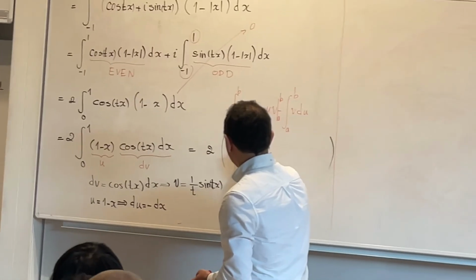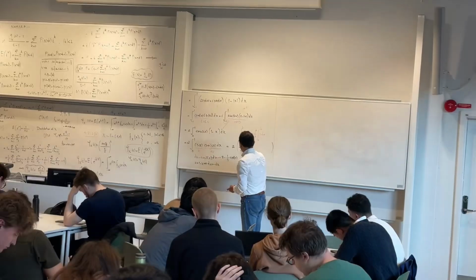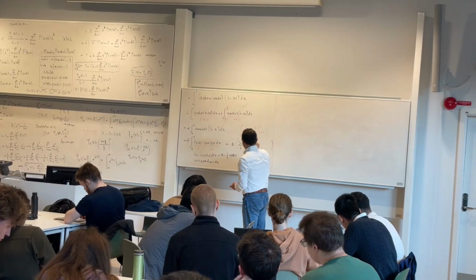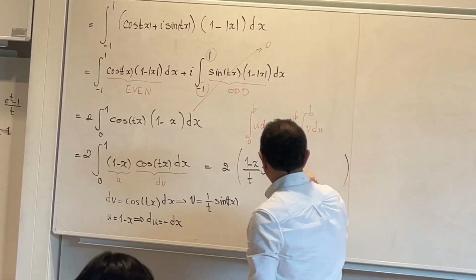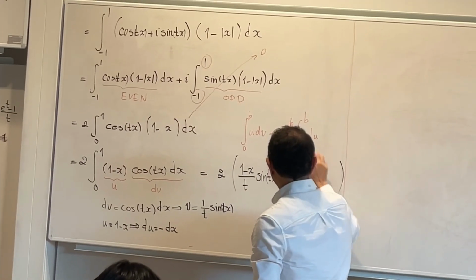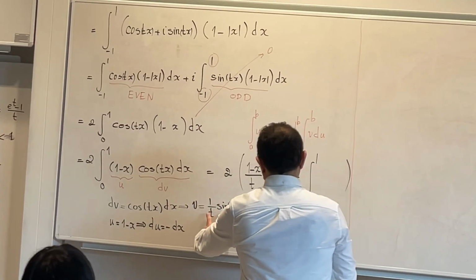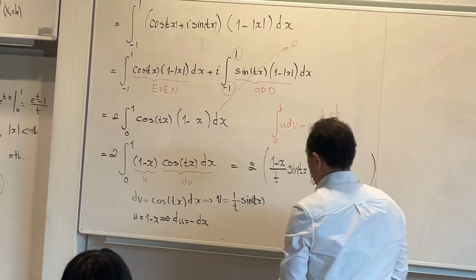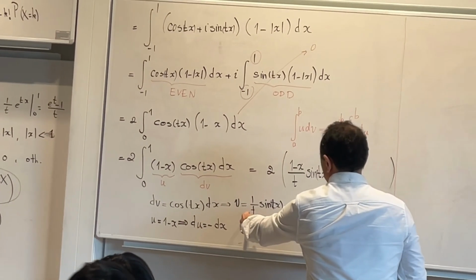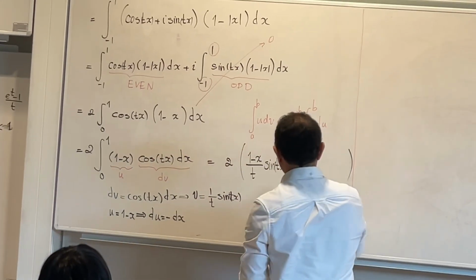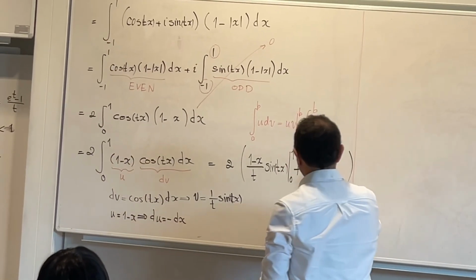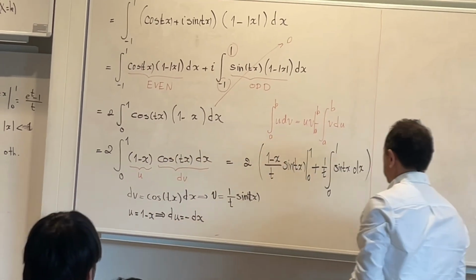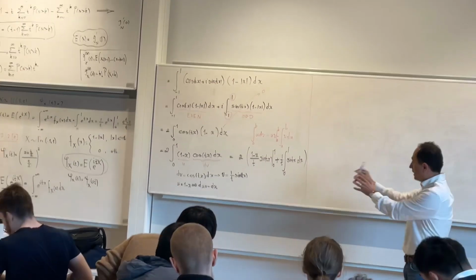It becomes 1 minus x over t, times sine tx, run from a to b, in this case from 0 to 1, minus the integral from 0 to 1 again of v du. This is my v, this is my du. Du has a minus sign, which makes this positive. And 1 over t is a constant, because my integration variable is x, so I can pull it out of the integral, and I am left with sine tx dx. Are you with me? Understandable? Just plug it back into the formula.